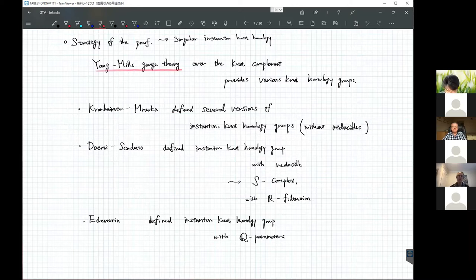Okay, I will describe the strategy of the proof. The strategy is singular instanton knot homology. This is, roughly speaking, Yang-Mills gauge theory over the knot complement. And such gauge theory provides various knot homology groups. Instanton knot homology groups were defined by Kronheimer and Mrowka, and they give several versions of them. And their construction does not contain reducibles. Reducibles cause singularities in the configuration space, so they cause some technical issues to construct a Floer homology group in general.